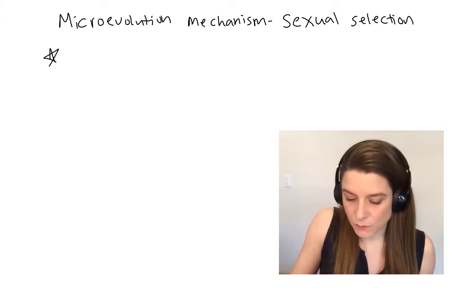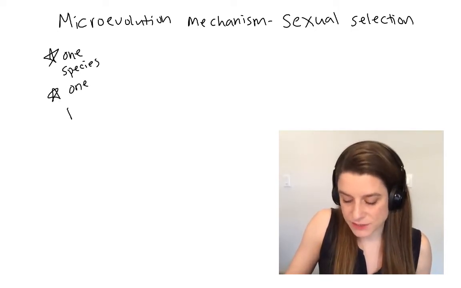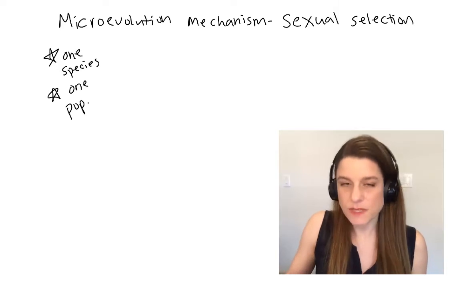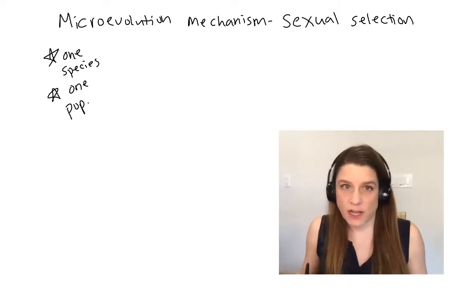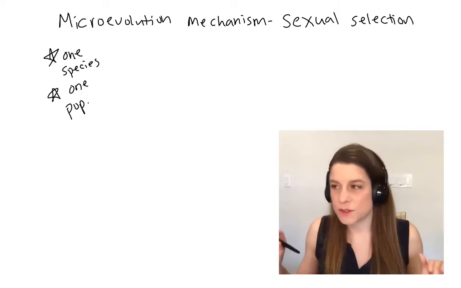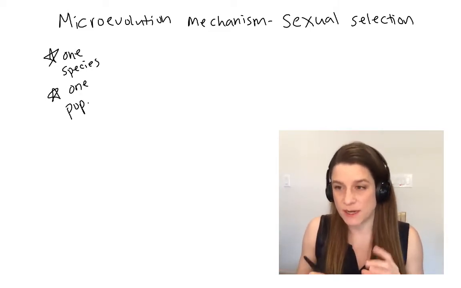We're talking about one species, and also, I should say, one population. So one species all in the same area breeding together. So we're not talking about rabbits versus squirrels. We're talking about the same population of the same squirrel species in one area.